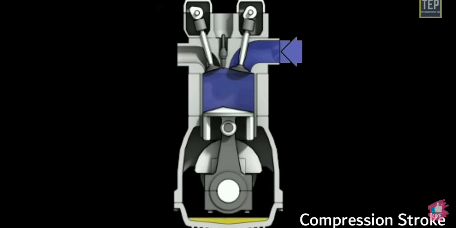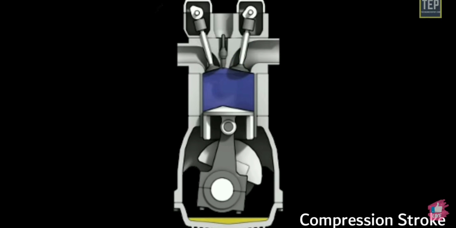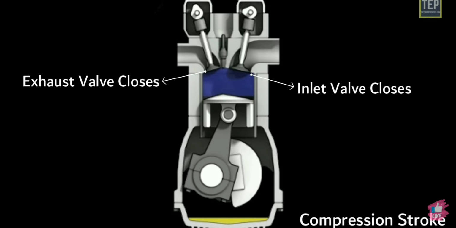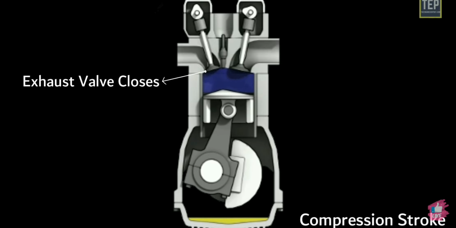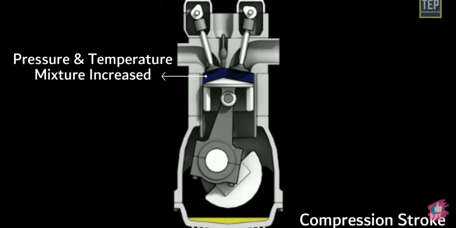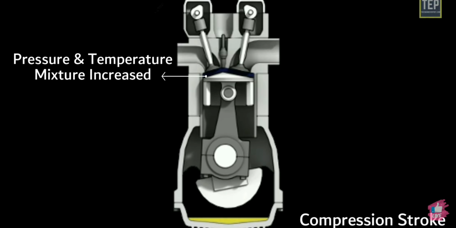Compression stroke. The piston moves up after the intake stroke, the inlet valve closes, and the exhaust valve also remains closed. The piston compresses the fuel-air mixture by pushing it upward into the clearance space at the top of the cylinder. The pressure and temperature of the mixture increase during compression.